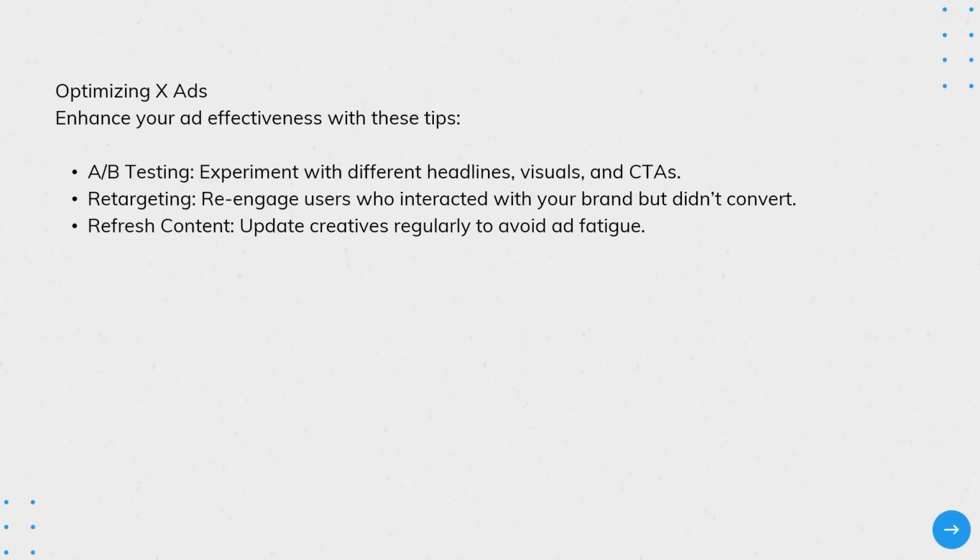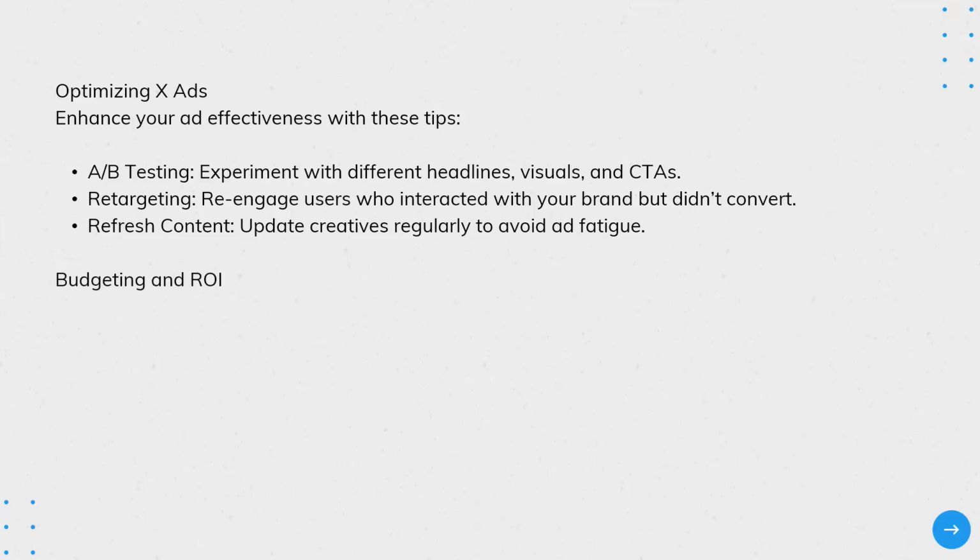Optimizing X ads. Enhance your ad effectiveness with these tips. A/B testing, experiment with different headlines, visuals, and CTAs. Retargeting, re-engage users who interacted with your brand but didn't convert. Refresh content, update creatives regularly to avoid ad fatigue.